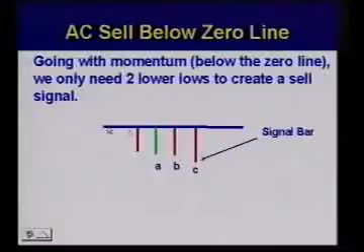Here it is on the schematic. We've got the blue line, which represents our 0 line, a red bar, then a green bar, represents our change in color. Next bar is a red, and then red again. So we have 2 consecutive red bars, or 2 consecutive lower lows. That's created our AC sell signal.